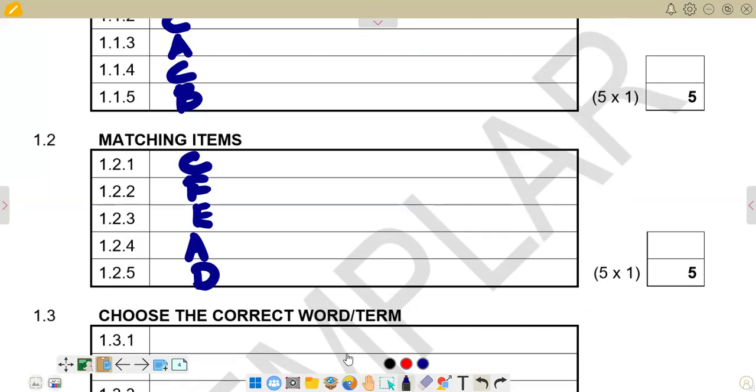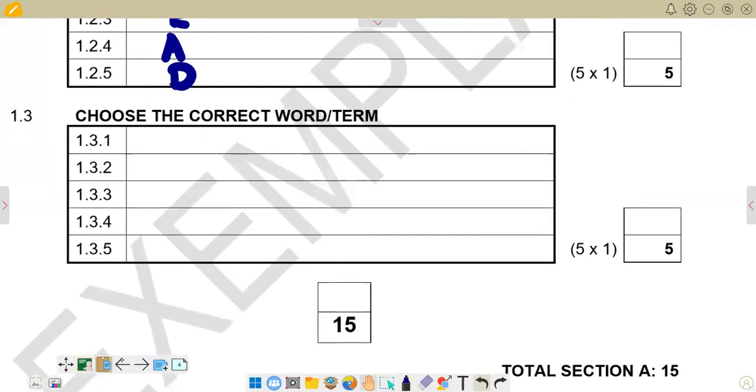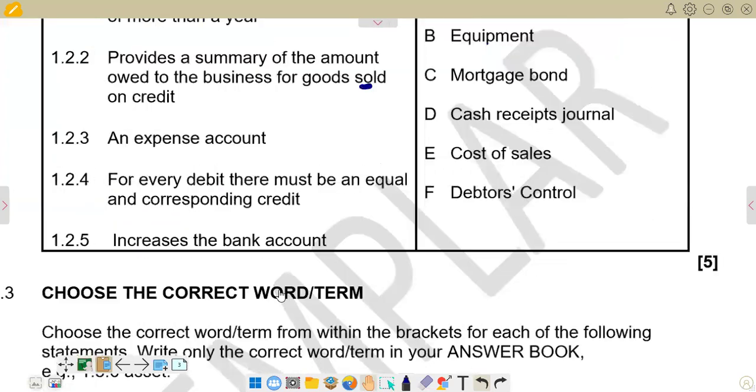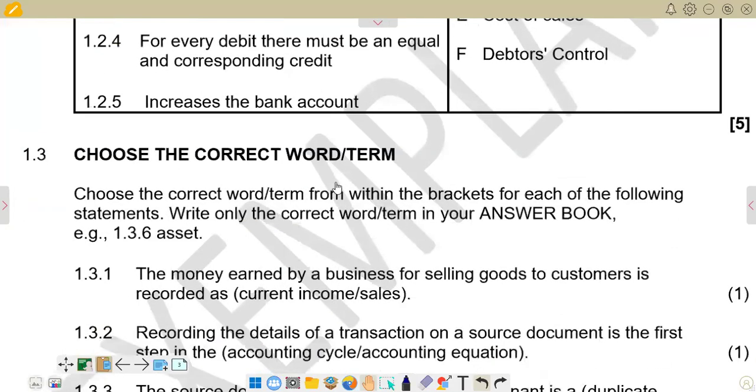Then I will go to the last part of the question whereby it reads choose the correct term. So if you come here, you just try to see what we have in terms of our 1.3. We go to 1.3, it reads choose the correct word or term from within the brackets for each of the following statements. Write only the correct word or term in your answer book. That is, for example, we are given 1.3.6, and then we write response as asset in front. So we are just going to do as such.